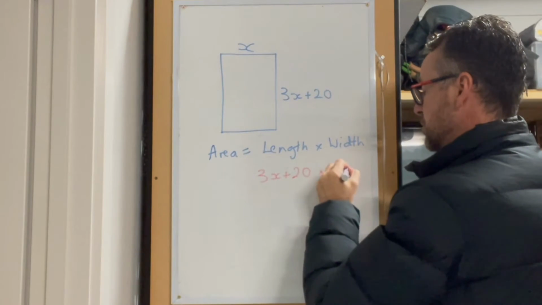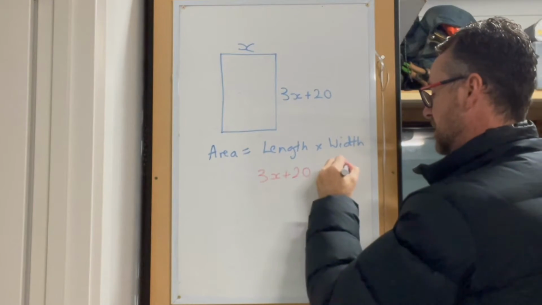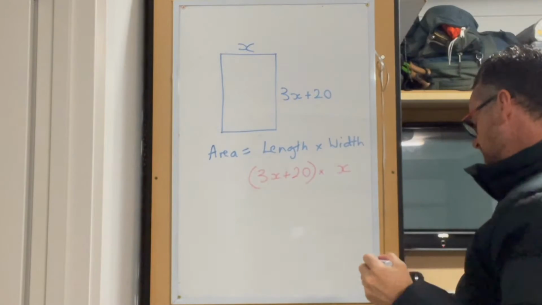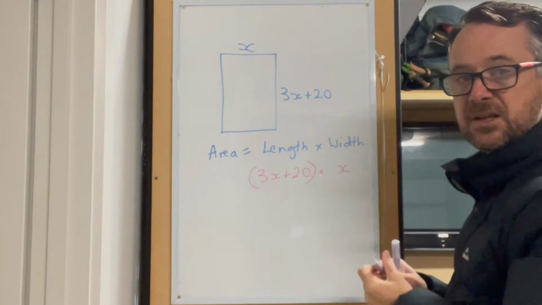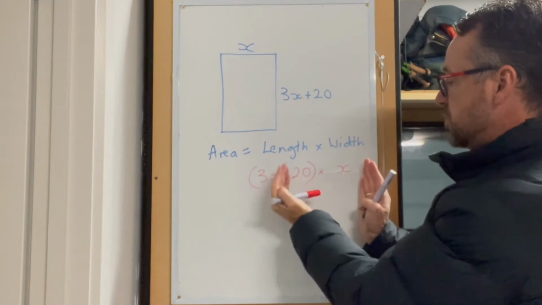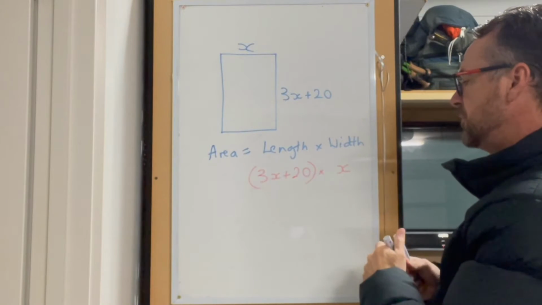Now, the important thing to remember here is that this 3x plus 20 is contained. So you need to understand that you've got to put brackets around that, because otherwise BODMAS is going to push you towards just doing the 20 times the x and give you the wrong outcome.